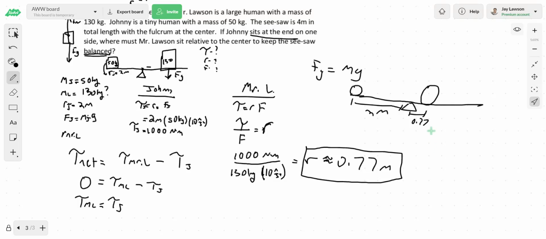Much different than Johnny. Because I produce a greater torque, so to keep it balanced, I have to go closer to the center of rotation.